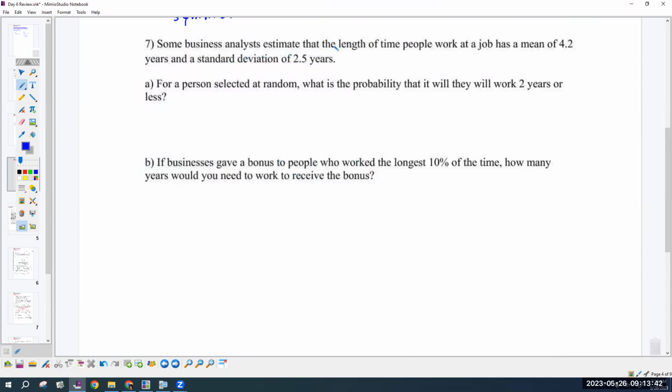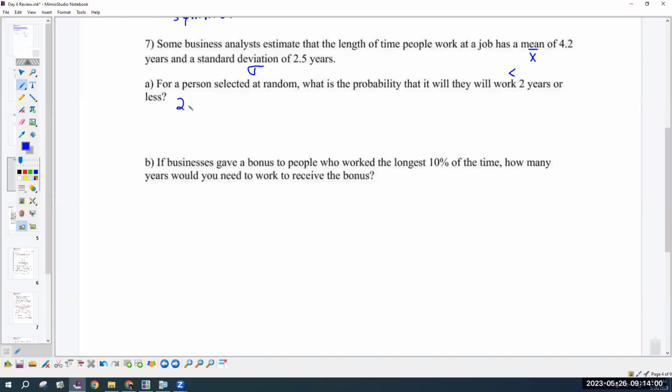Some business analysts estimate the length of time people work at a job has a mean of 4.2 years and a standard deviation of 2.5 years. A person is selected at random. What is the probability they will work 2 years or less? So I'm looking for less than this.